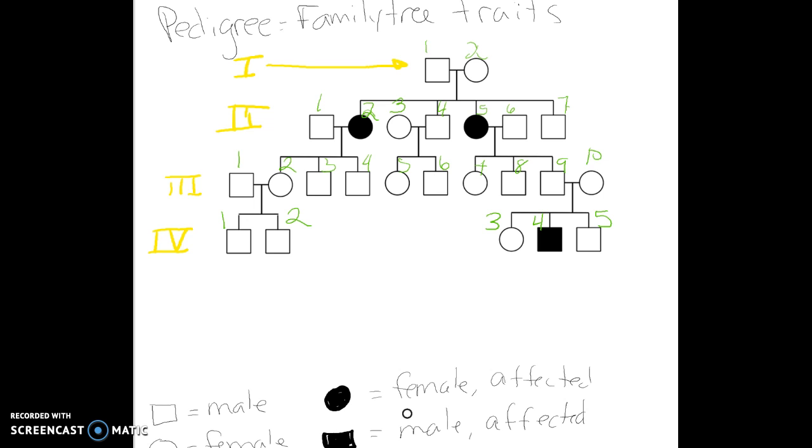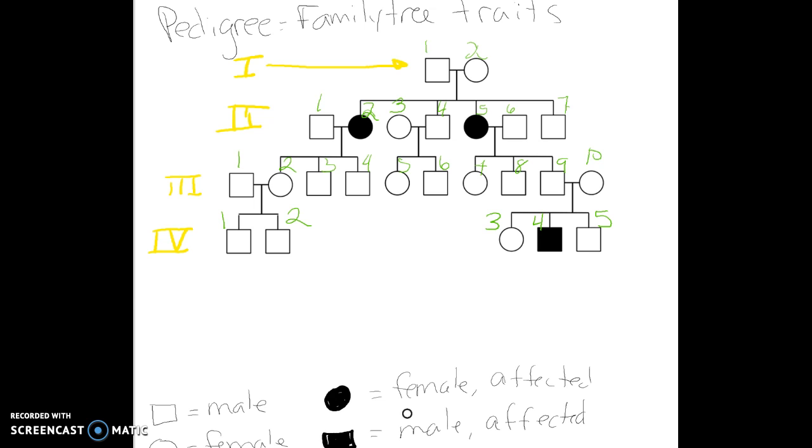Okay, now that I have everything numbered here, we can start trying to figure out how exactly these characteristics are related. When I go through this, I like to scan and search the different generations, and I like to look for two parents who do not have the characteristic but then give birth to individuals who do.